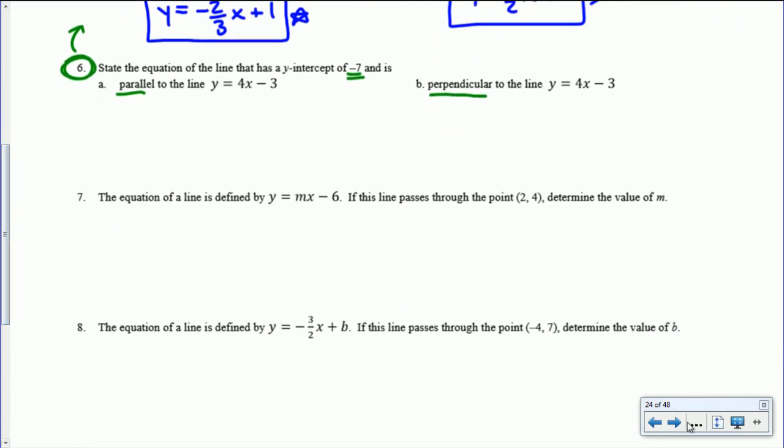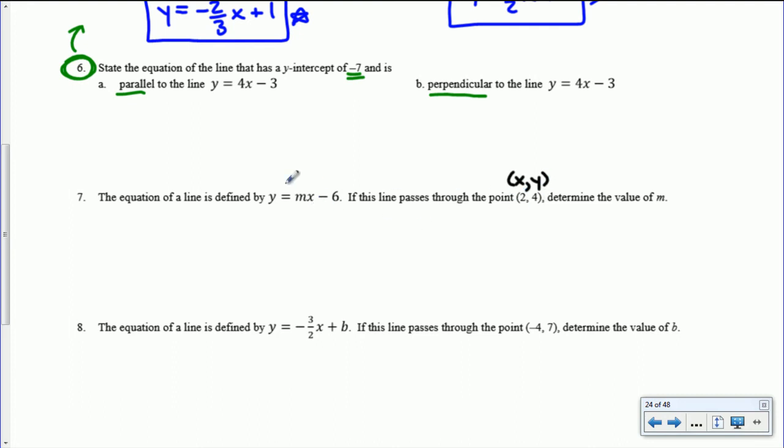Okay, moving on, question number 7 I think we'll do. The equation of the line is defined by y equals mx minus 6. If it passes through the point 2, 4, determine the value of m. So we don't know what the value of m is yet. And if it passes through 2, 4, we have x and y here. So that's great. I have an x and I have a y. So when x is 2, y is 4.